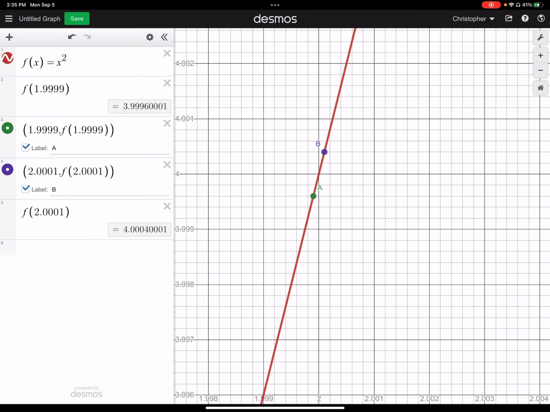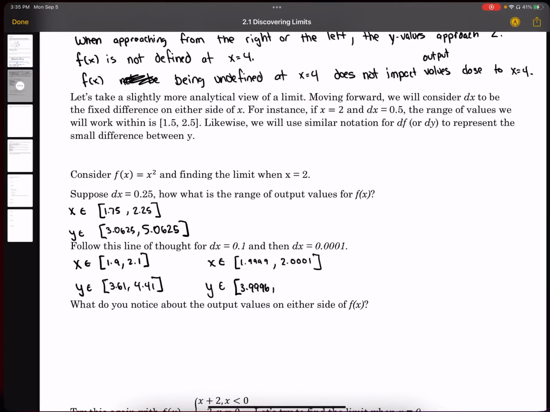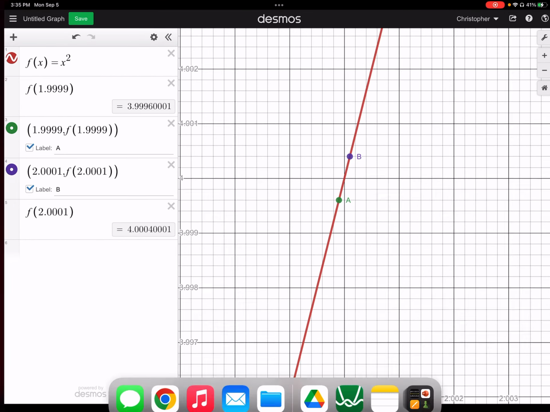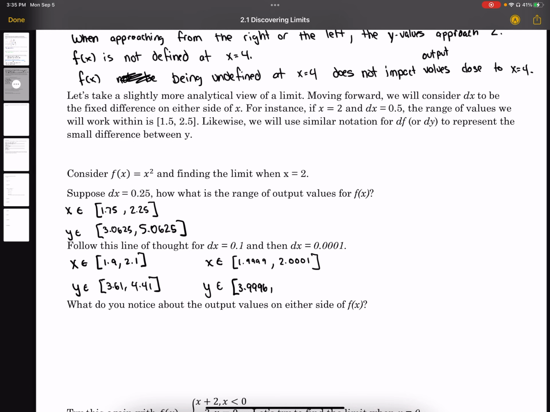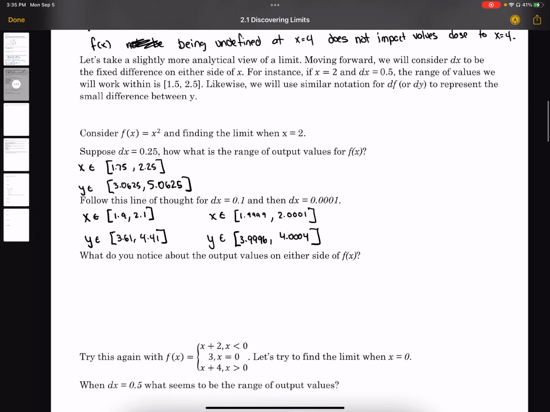So now we can see if we zoom in a ton that as we approach 2 from the left and right, our y values seem to be approaching the same value. So what was that value? It was 4.0004, 3 zeros and a 4. And so what do we notice about the output values on either side of f of x?